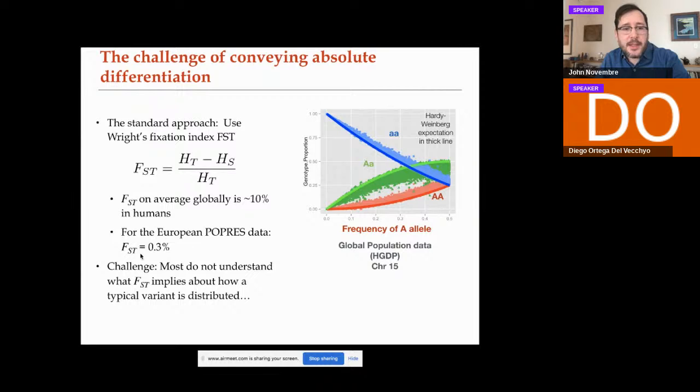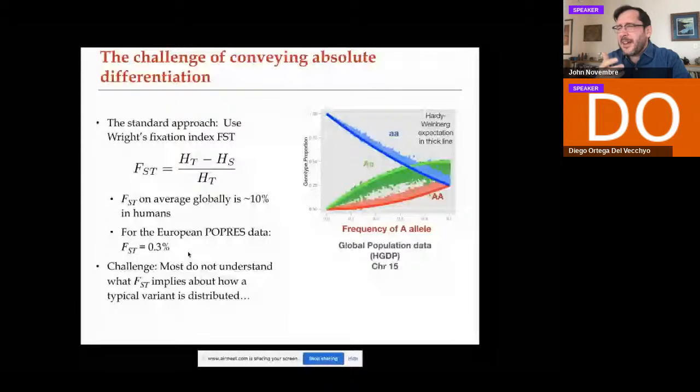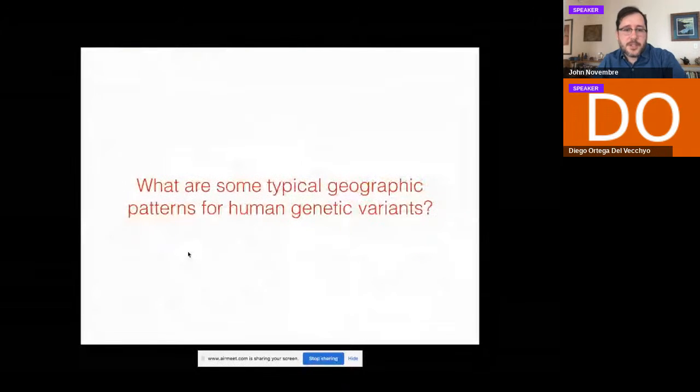If we look within just a data set from Europe, we'll get much lower values of 0.3%. But I'd still challenge that, even if we use FST to try to talk about differentiation, it still doesn't imply how a typical variant is distributed. If I tell you FST is 10%, how good are you at saying, well, that variant will vary this much over the globe? So that takes some experience. It takes some extra sources of data. So let's try to get at this question.